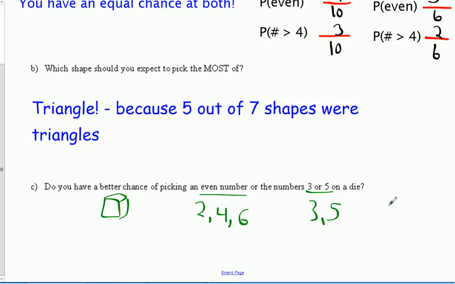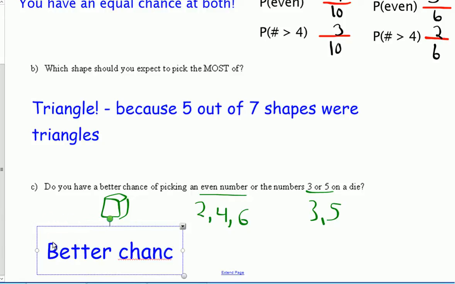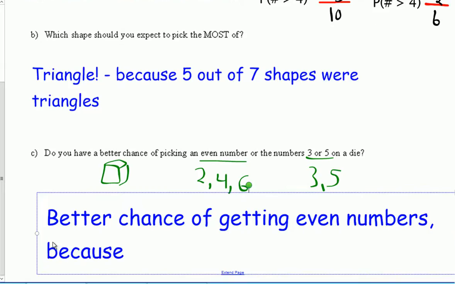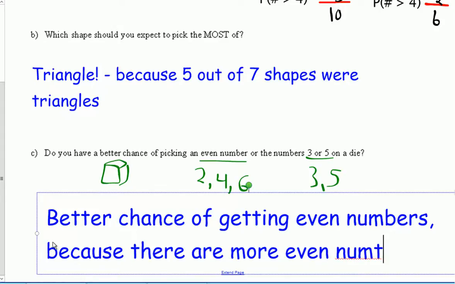What's the better chance of getting to it? It's a better shot at getting these 2 numbers, better shot at getting these 3 numbers. Well, you should answer that you get a better shot, better chance of getting even numbers because there are more even numbers. There are more. We'll just say there's just more of them.